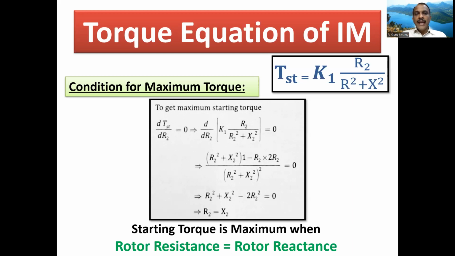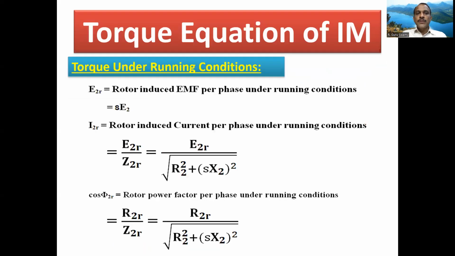Then it is called the maximum condition for the starting torque. So we can get the maximum starting torque at the condition whenever R2 is equal to X2. Now we go with the running condition.